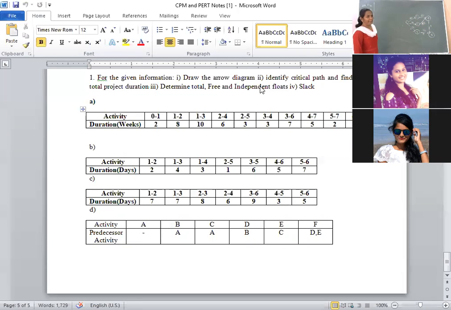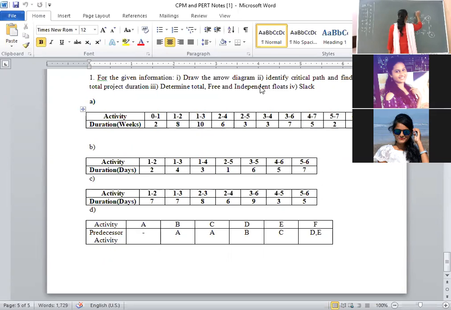Right now, we have to compute the forward pass. We don't write the formulas; nobody is going to see the formulas. Whether you got the answer or not, that is important. Forward pass is always represented by E, that is E1. Here the starting node is 1, and the starting node is always denoted as 0. So E1 is equal to 0, because in the forward pass the start node becomes 0.